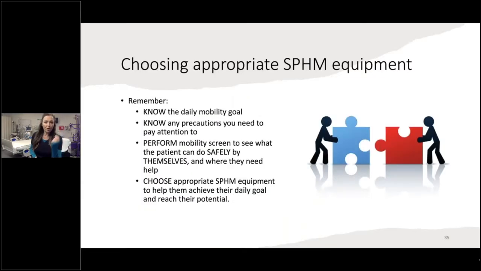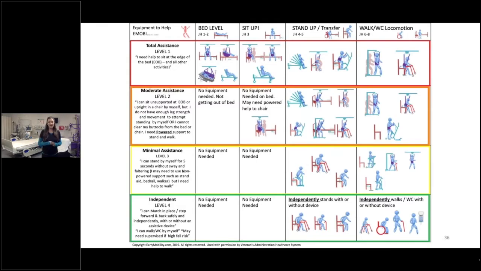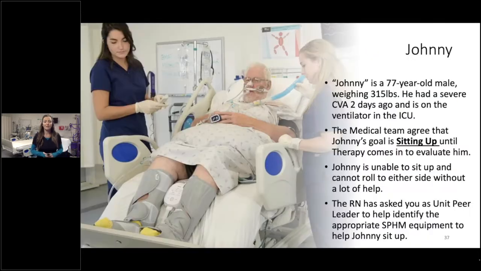So we want to know the daily mobility goal, know the precautions, perform the mobility screen to see what the patient can do safely and independently by themselves, and then choose the appropriate equipment to help them achieve their daily mobility goal. The algorithm that we have here, the bridge document, is going to help you do that. We're going to go through a few more examples.